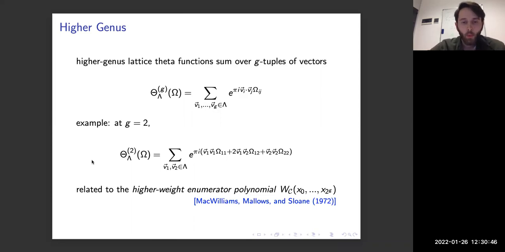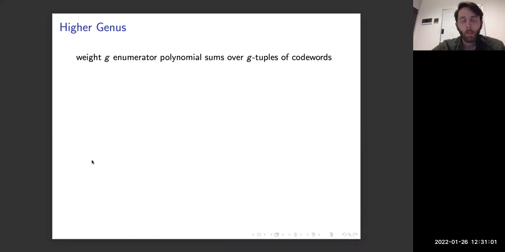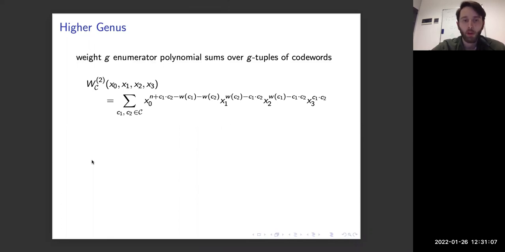And what we discussed in the paper is that this is actually related to the higher weight enumerator polynomial, which is an object that's not as commonly studied in the coding literature, but which has also been known for a long time due to MacWilliams, Mallows, and Sloane. The higher weight, or the weight G enumerator polynomial, is likewise just a sum over G tuples of code words. Before I just had n and the weight of a particular code word in this exponent, but now I'm taking dot products of code words as well.